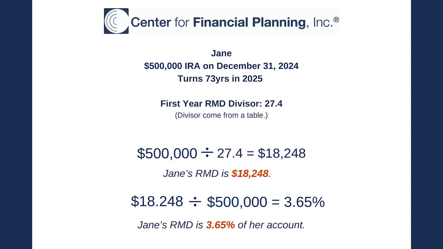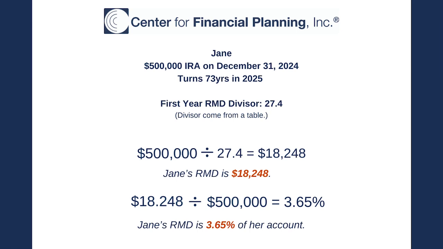So if you take that 500,000 and you divide it by 27.4, we arrive at $18,248 and some change, okay? That essentially ends up being that $18,248. If you then divide that by the $500,000 balance at the end of the year that we calculated from, that ends up being 3.65% of Jane's account. So it's a pretty small number, right? It's not a huge percentage.